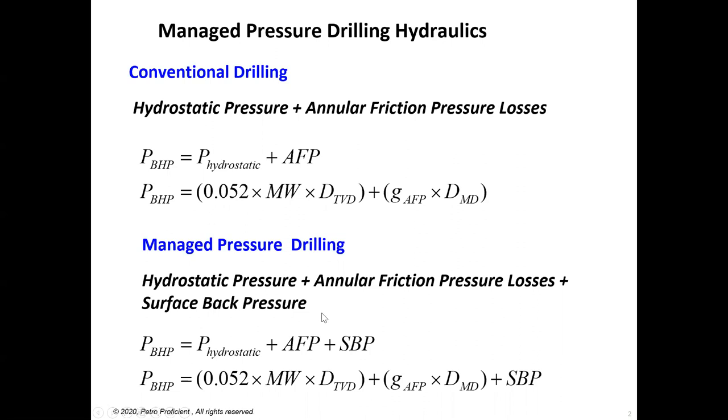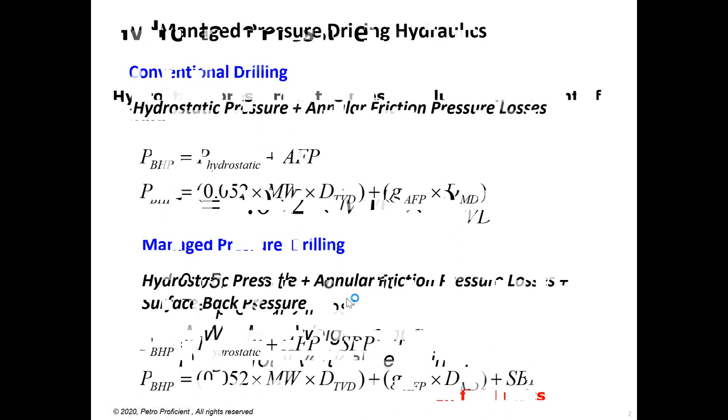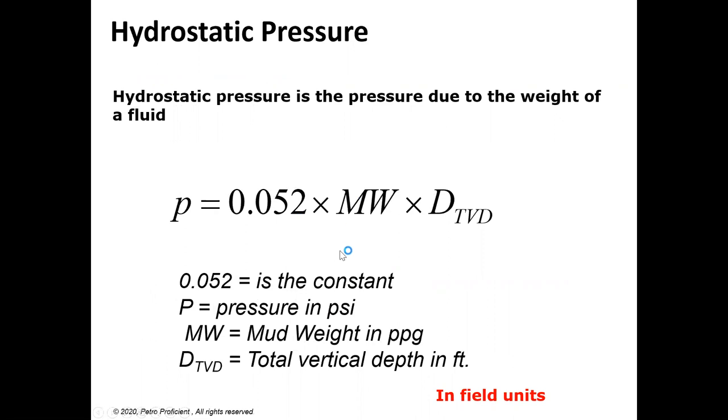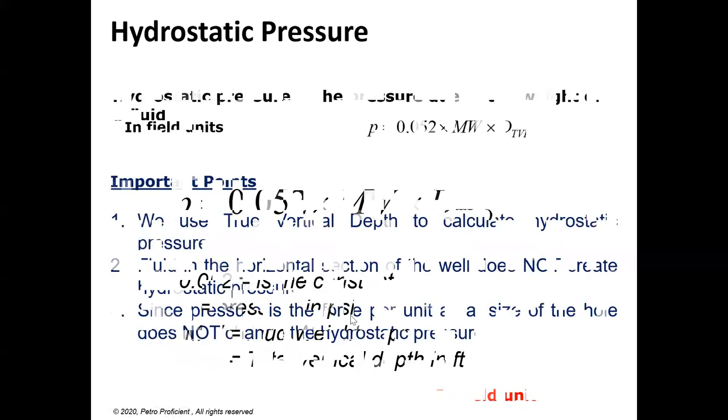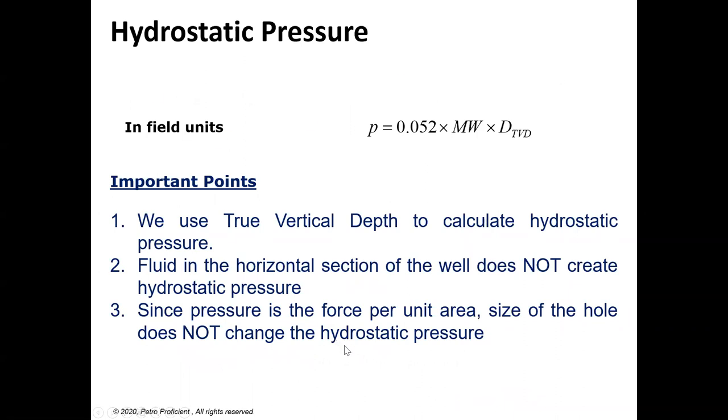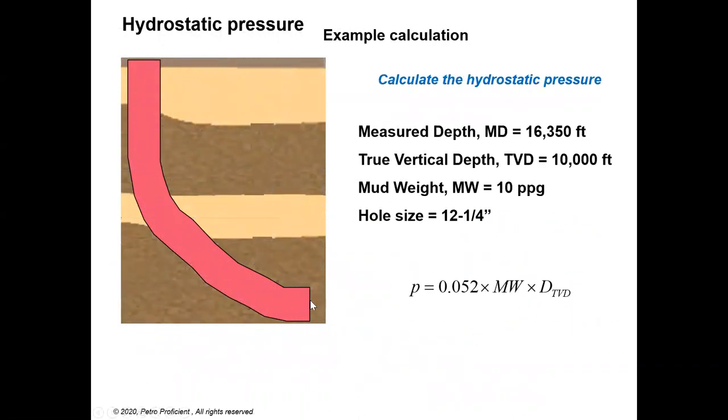Now, what we do in MPD is we have this third component, surface back pressure. So the bottom hole pressure is now a function of your hydrostatic pressure, your annular friction pressure loss and surface back pressure. So the equation changes like this. We all know this mathematical equation, and these are all field units, so these units have to be kept in mind. Pressure is in psi, mud weight is in ppg, and depth is in feet. This is how you generally calculate and measure your bottom hole pressure.